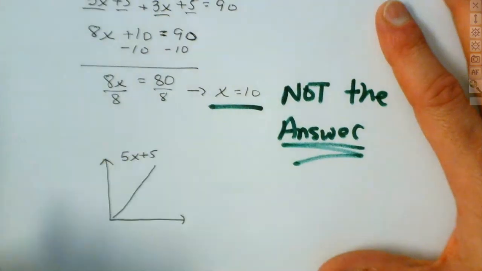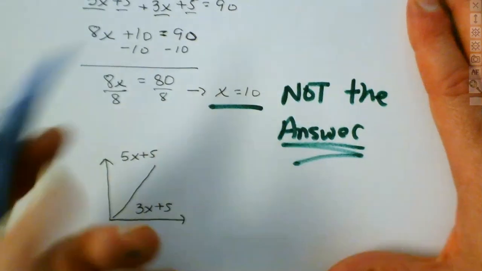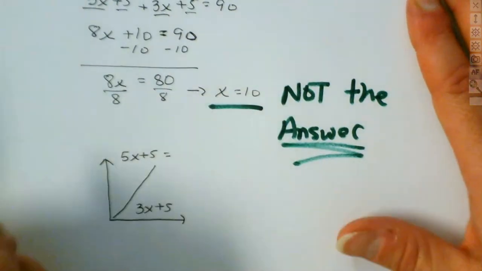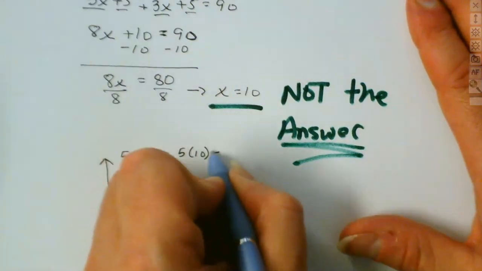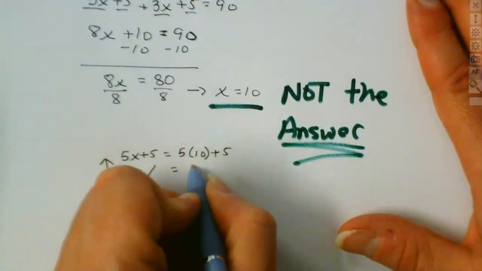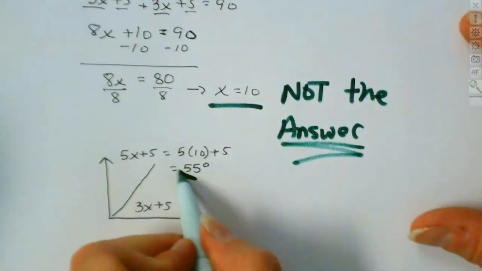5x plus 5 and 3x plus 5. So x is not the answer. We have to plug it back in. So plug in that 10. Plug that in for the x. So that's 5 times 10, that's 50. Plus 5 more makes it 55 degrees. That's an answer.